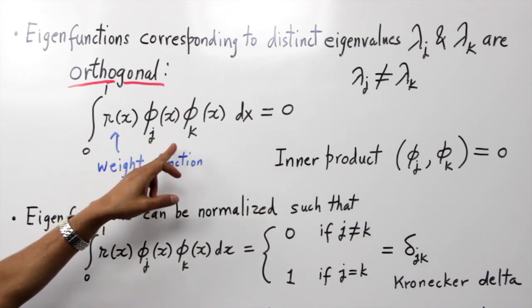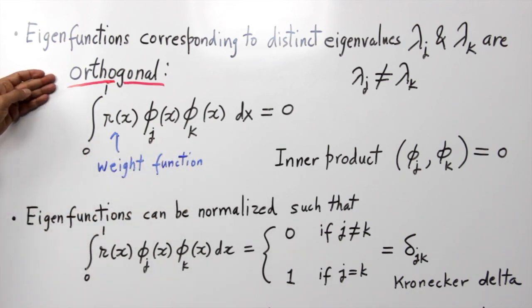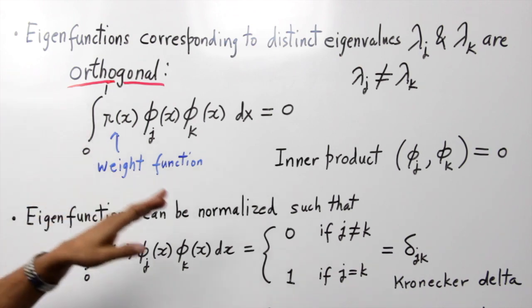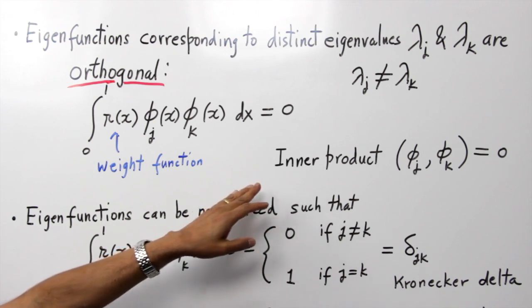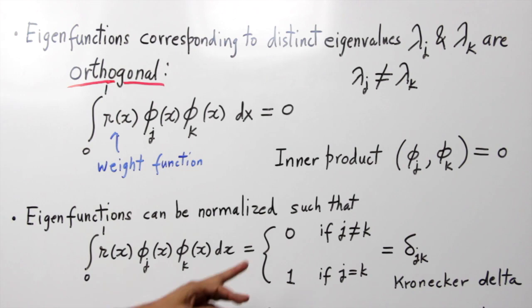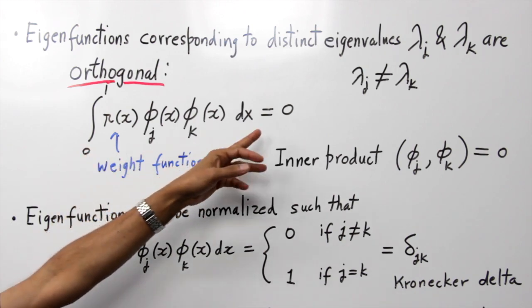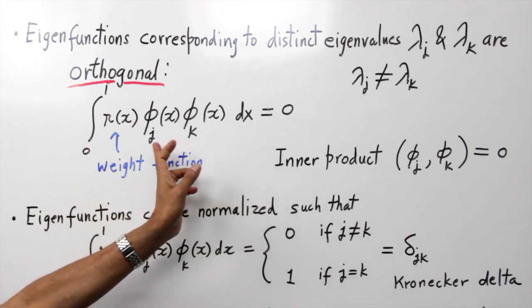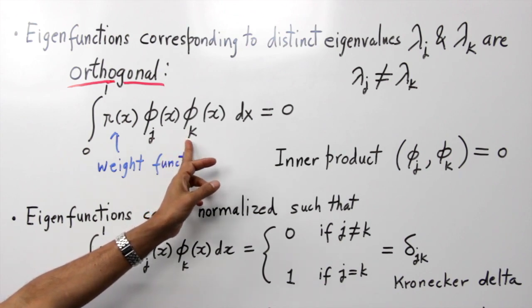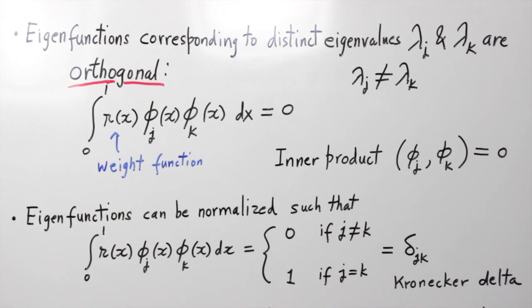So for distinct eigenvalues, the corresponding eigenfunctions form an orthogonal set of functions. They are orthogonal, and we can think of this orthogonality in terms of an inner product being defined by this integral. So we can use the symbol small brackets around phi j and phi k, and we can say if we evaluate that integral, it is exactly equal to 0 when lambda j is not equal to lambda k. For distinct eigenvalues, the eigenfunctions are orthogonal.